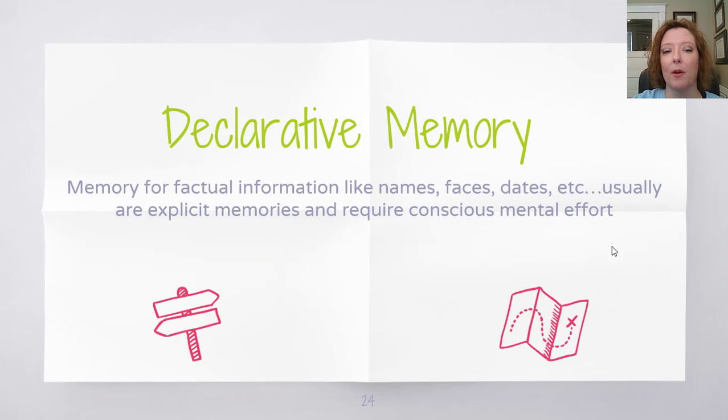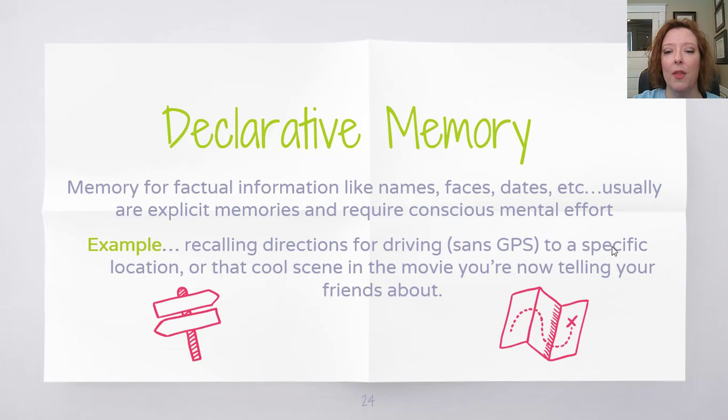Declarative memory is memory for factual information like names, faces, dates, and usually they are explicit memories and require some type of conscious mental effort. So that would be something like recalling directions for driving, and this is if you don't have a GPS, and it's that cool scene in the movie that you're now telling your friends about, that really awesome song that you remember hearing, that cool little bit of research information that you found out in psychology class. Those are all declarative memories.